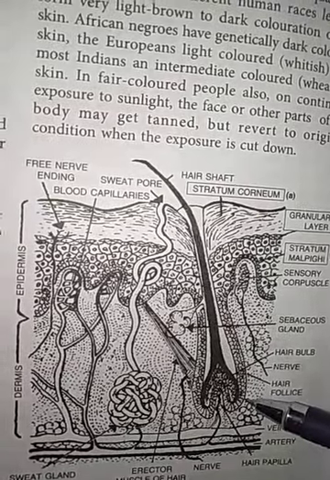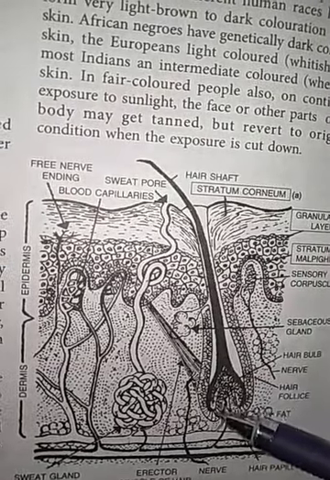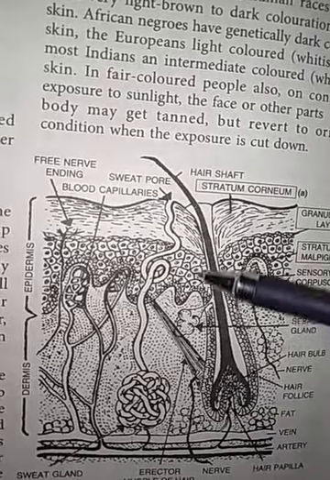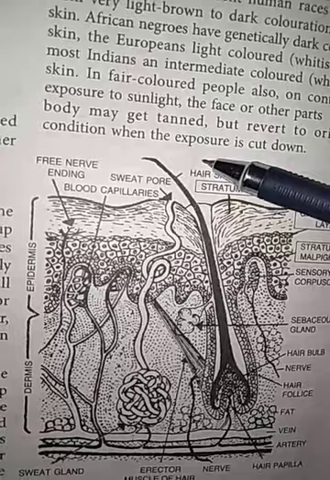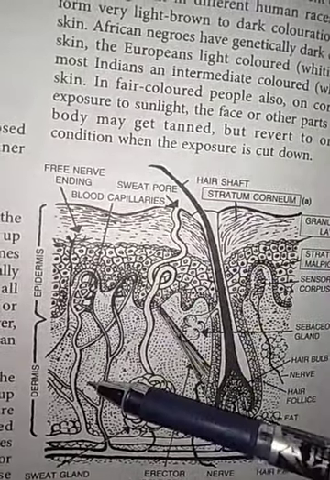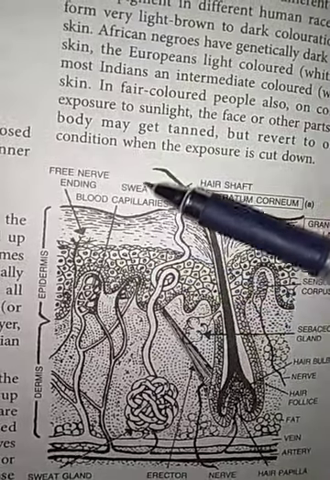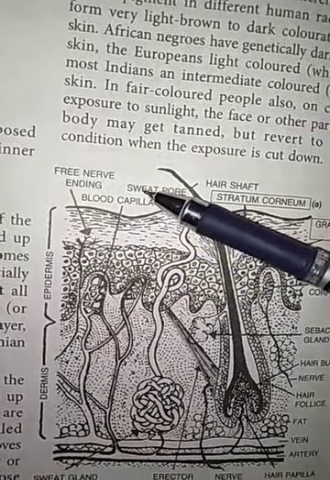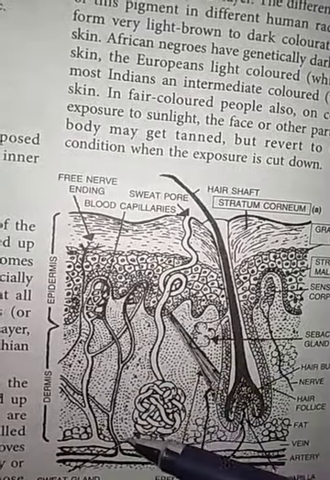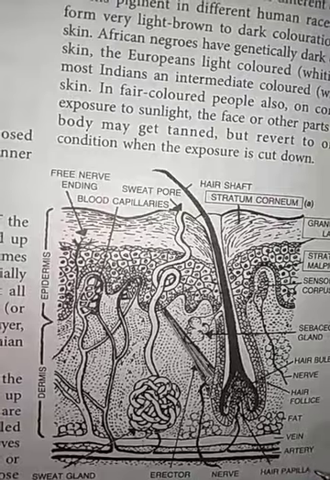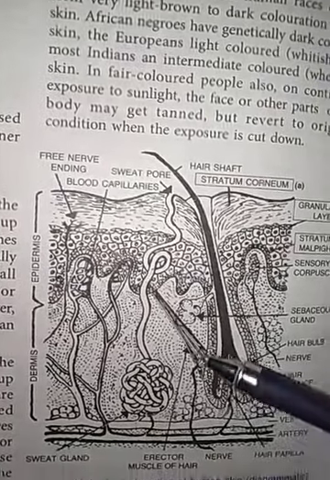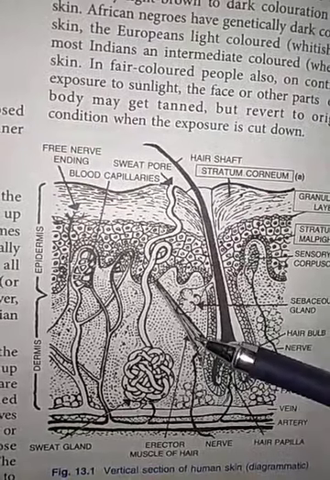What is a hair follicle? A hair follicle is a structure which encloses the root of the hair, but the full length of this hair is called the hair shaft. The sweat pores have their origin in the dermis region, but they open to the surface of the epidermis layer. Blood capillaries, like arteries and veins, are also present here in the dermis region. Then nerves are present.